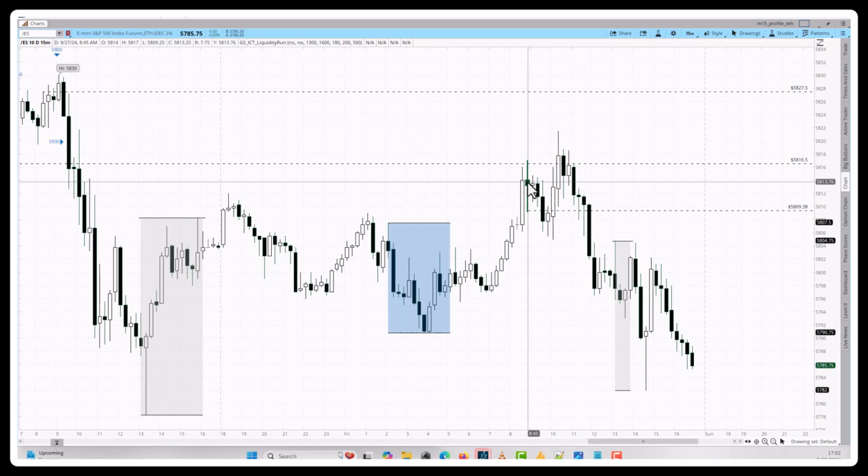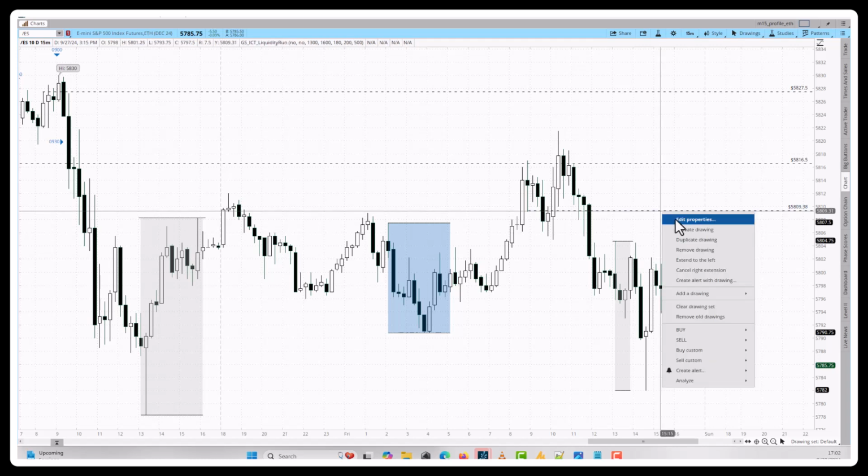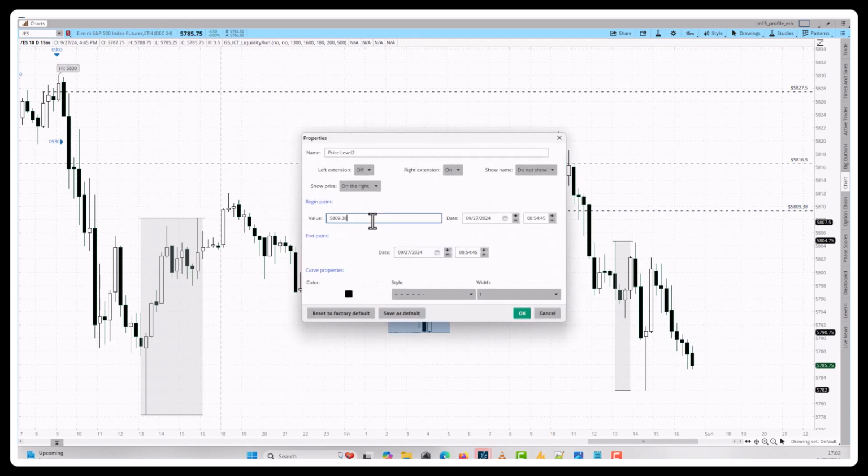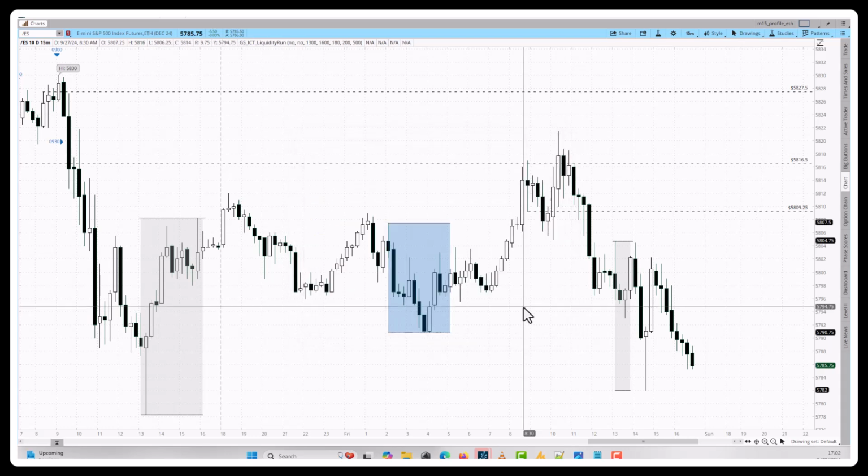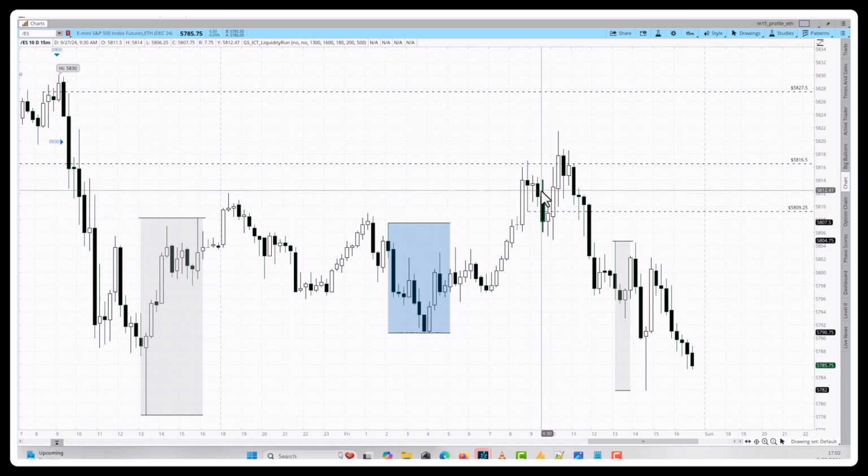So the low of this is 5809.25. So we see right there, we wait for the 9:30 formation, and then we see the setup.